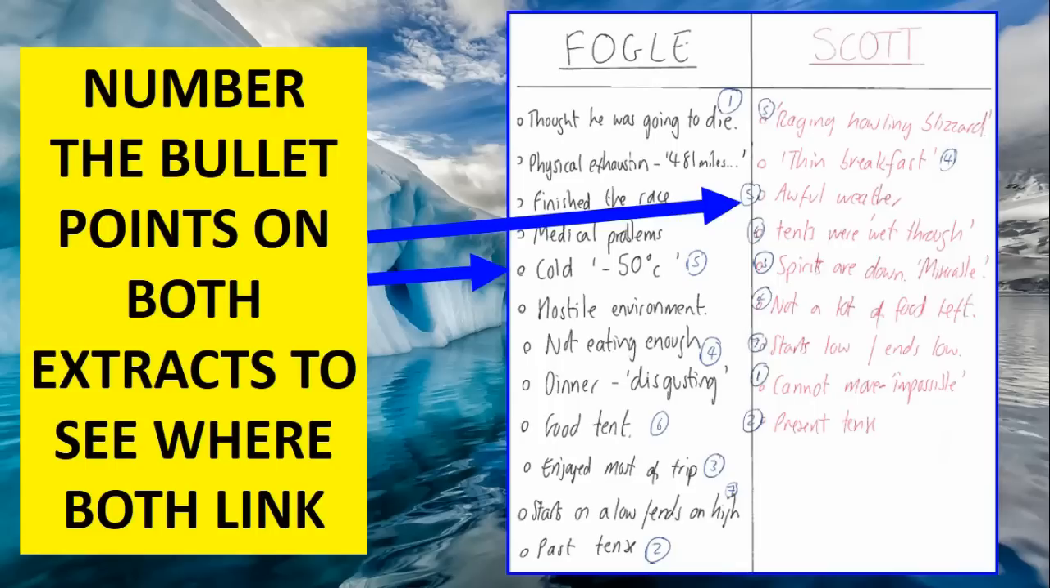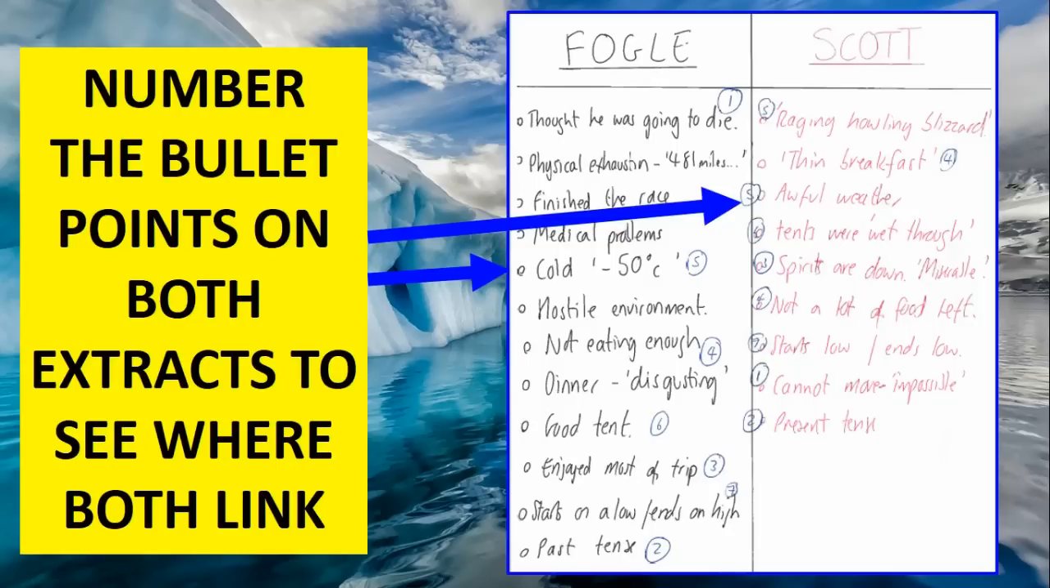So how am I going to link these things? Number one, thought he was going to die. That's Fogle. I'm going to link that to the fact that he can't move in an impossible situation with Scott. Number two, past tense. I'm going to say Fogle is looking back on it, while Scott, number two, is present tense, so he's going through it at the moment. Number three, enjoying the trip. Well, I don't like that one, so I'm going to forget it. It's not a great point.